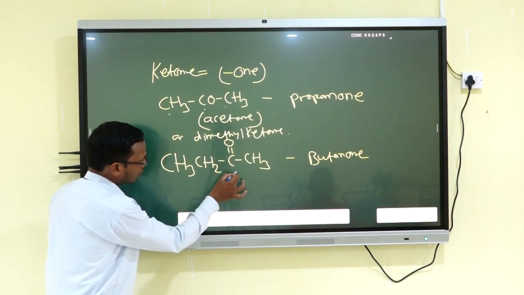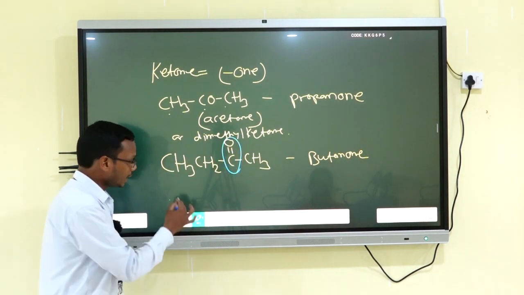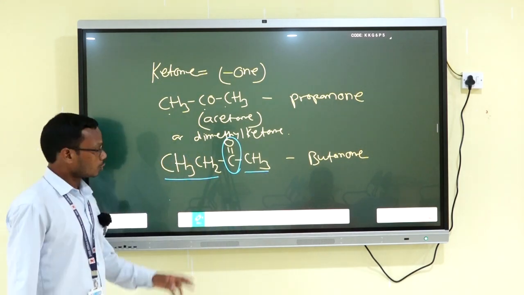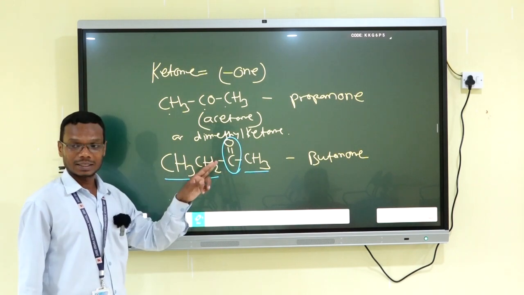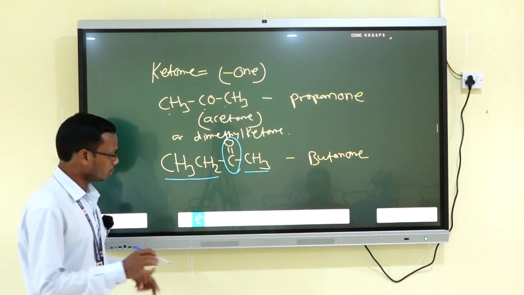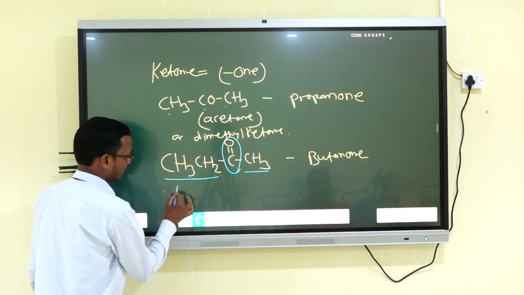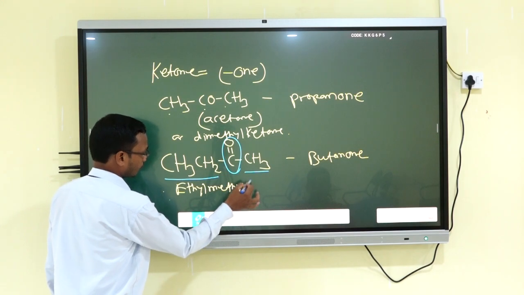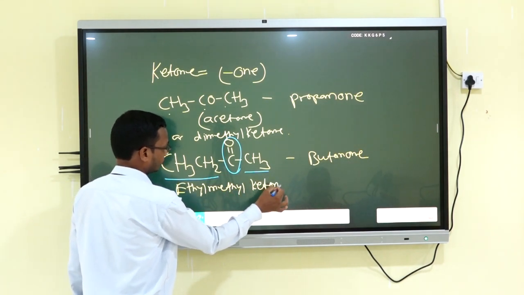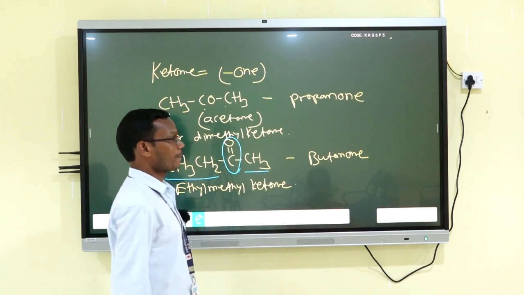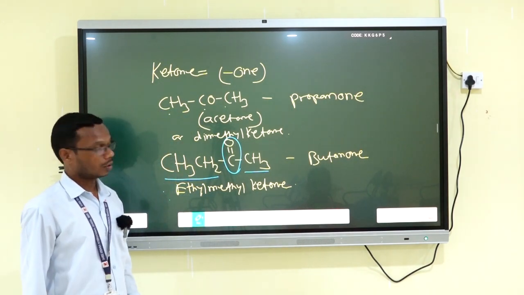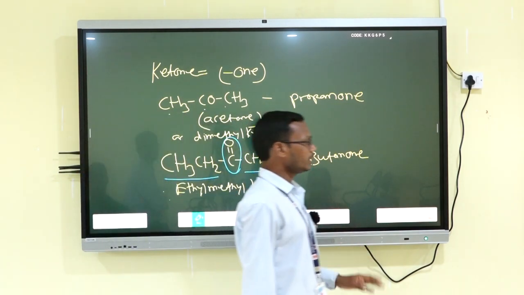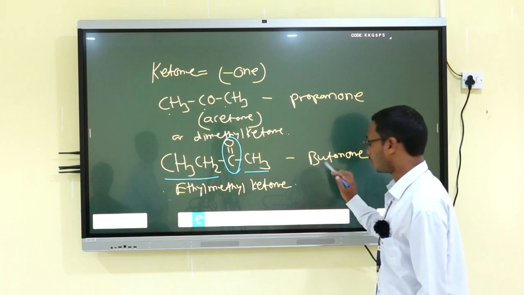What is the functional group? The functional group is this one, CO. And there are 2 groups. This is an ethyl group, this is a methyl group. Okay. So if you consider ethyl and methyl, then first is ethyl according to alphabetical order. So your name is ethyl methyl ketone. In common name it is ethyl methyl ketone, or in IUPAC name it is butanone, as there are 4 carbons.